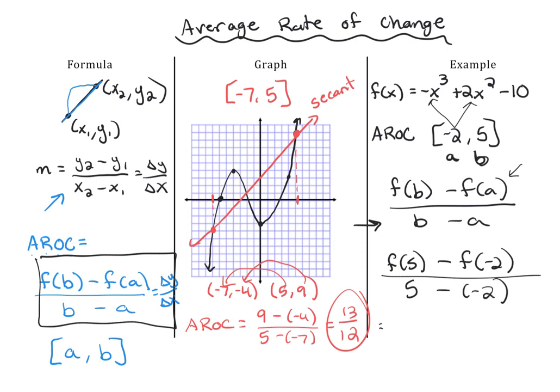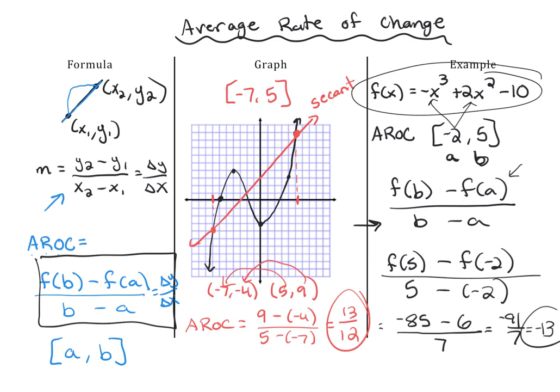And when you plug in 5, you should get -85. When you plug in -2, you should get 6. So -85 minus 6, all over 5 plus 2, which is 7. That's -91 over 7, which is -13. So that is the average rate of change of this function on this interval.